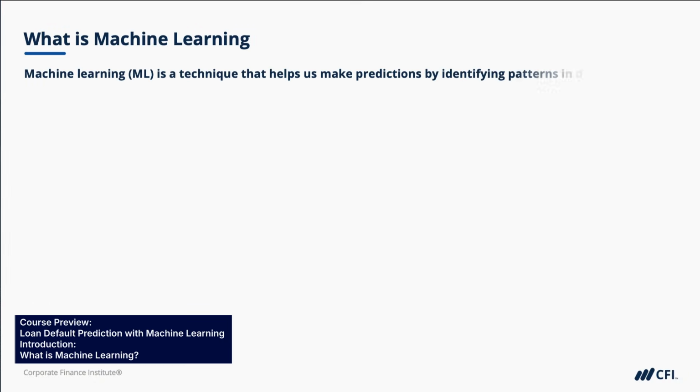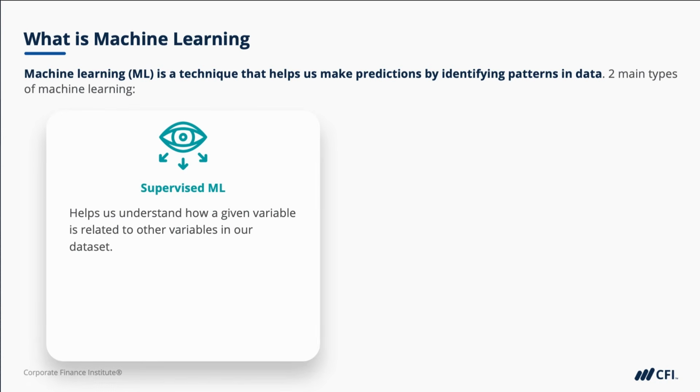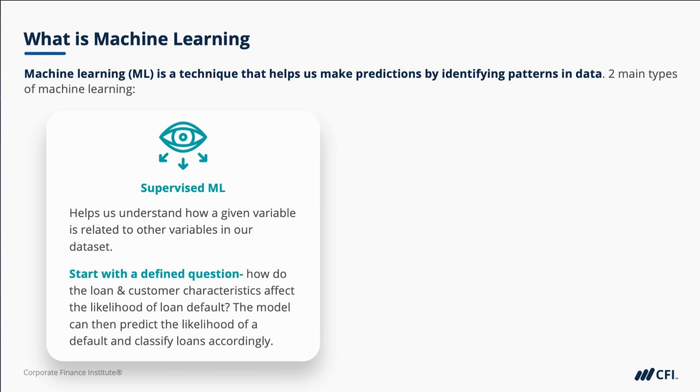Machine learning is a technique that helps us to make predictions by identifying patterns in data. There are two main types of machine learning. Supervised machine learning helps us understand how a given variable is related to other variables in our dataset. We usually start with a defined question. For example, how do these variables affect this outcome? Or in our case, how do the loan and customer characteristics affect the likelihood of loan default? Our model can predict how likely a loan default is, or classify them into buckets of default/non-default. Supervised machine learning is the most common approach used in business.